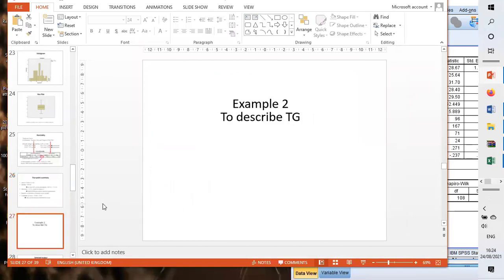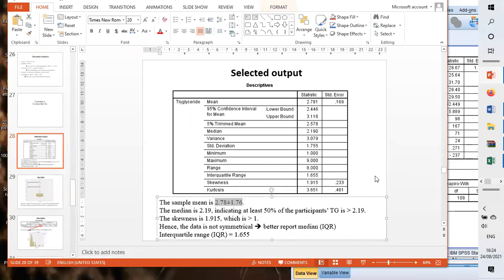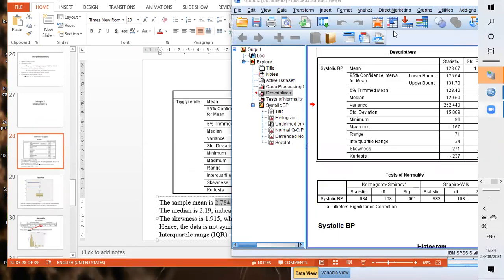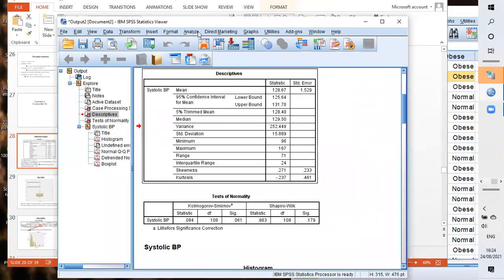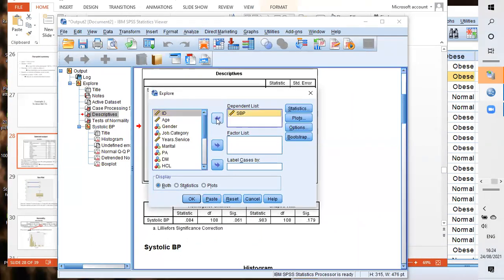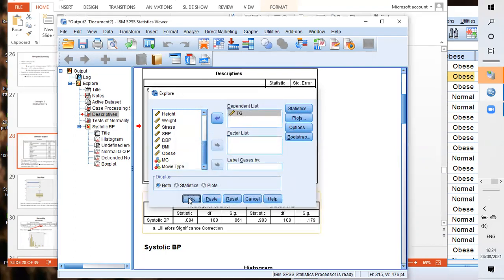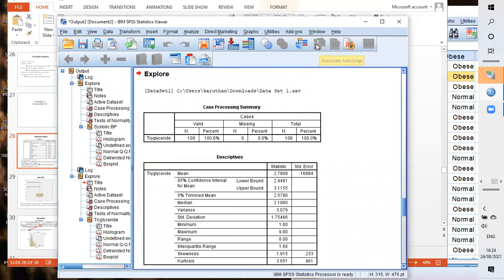Okay, second example, just look at the output. What's the mean? Mean is 2.7 plus or minus. I do the analysis for this. Explore, remove BP, and put TG, triglyceride. Plots. Then this. Okay. You can follow the notes.